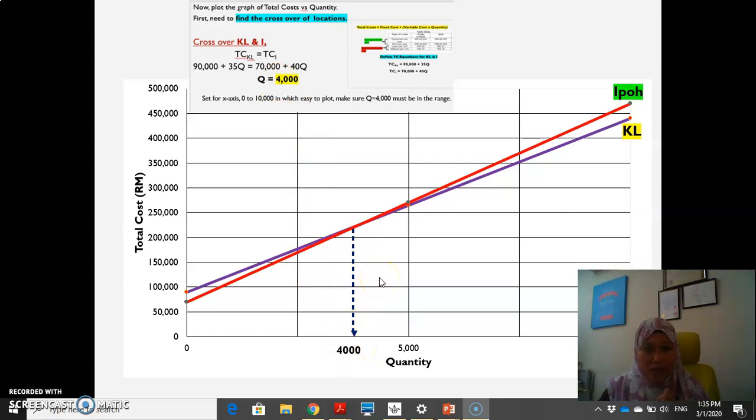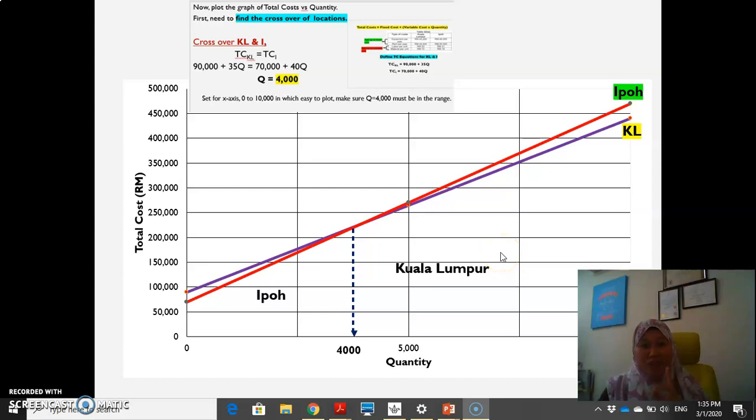Okay, what you have to do next, you need to know this side is for which location and this side for which location. So the rule is, when you see the line here, find the lowest line in that area. For this one, we have red color. When we go up here, we know that red is EPO. So we know that this area belongs to EPO. And from this area onwards, we know that the lowest line here is KL. So what you have to do, you put here is belong to KL.